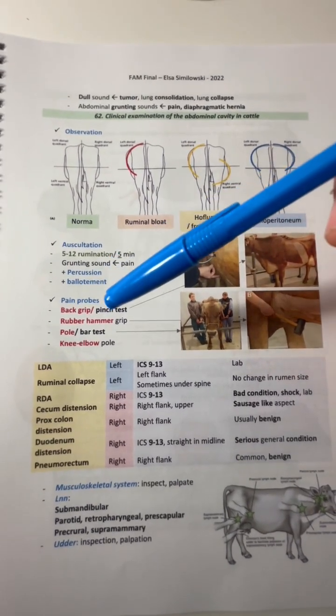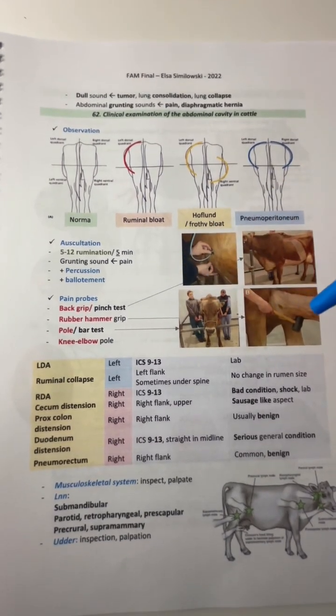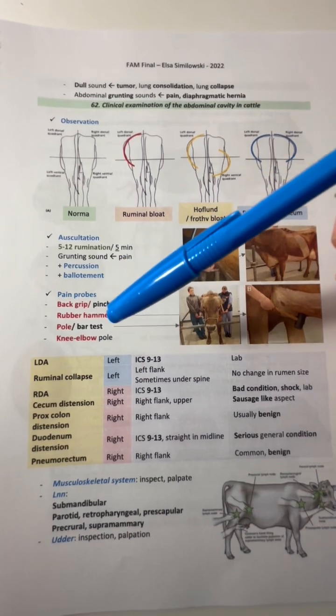Or you can use a pole test, such as underneath, lift up a pole, or hit the cow with a rubber hammer. Or you can also do the knee elbow test.